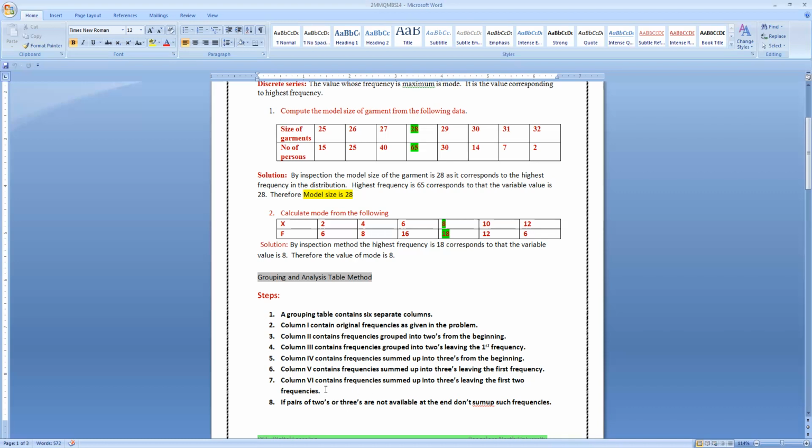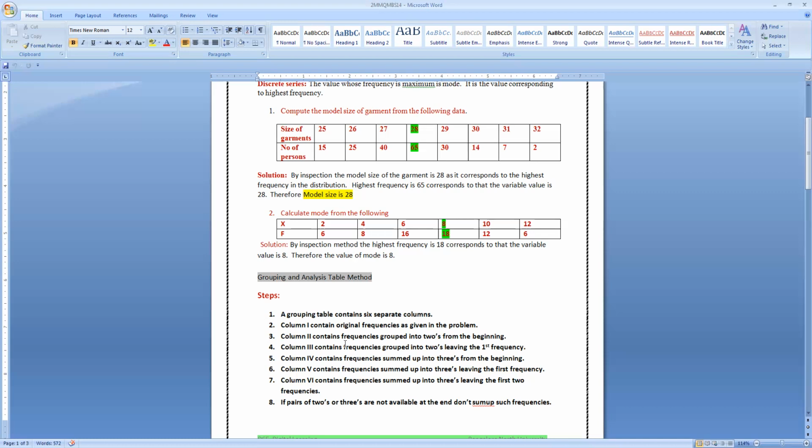Then the last column contains what type of values? First 2 frequencies we should leave, then we start grouping 3 values. So the first column contains only the frequencies given in the question. The second column, we group from the beginning, starting from the first frequency itself. We group two numbers, add two numbers, and write the numbers.